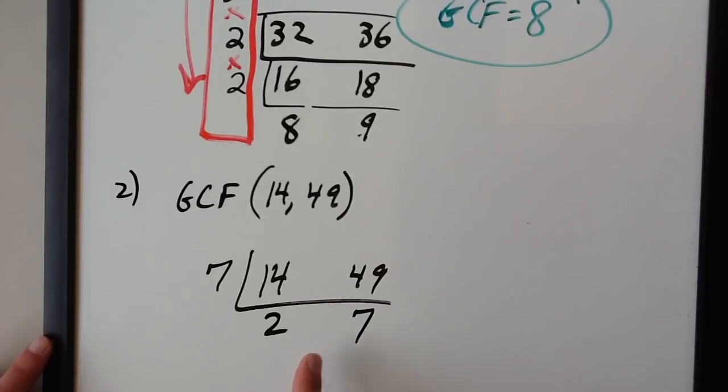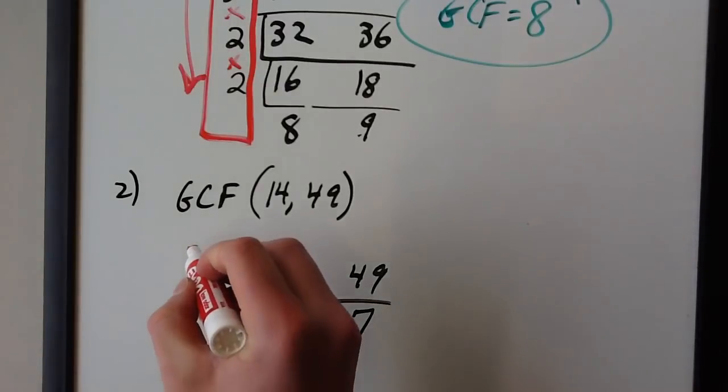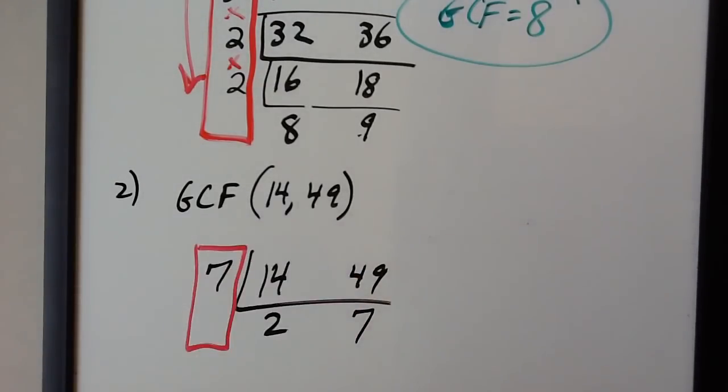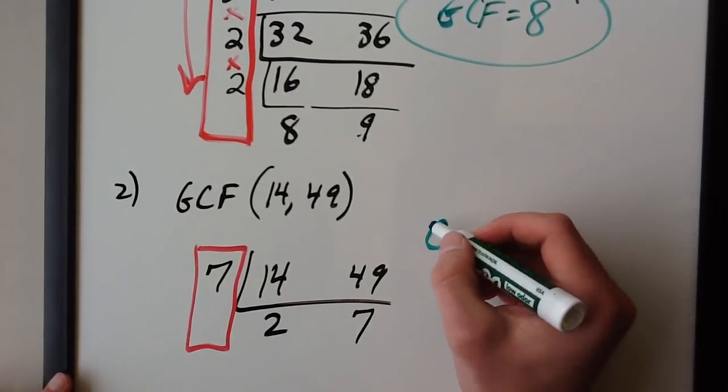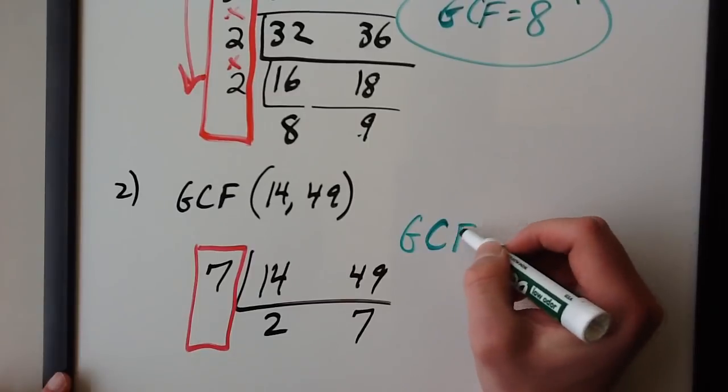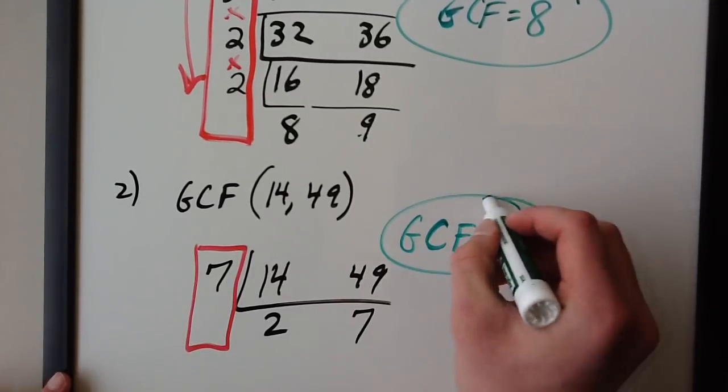Do 2 and 7 have a common factor? No, they don't. Okay, so I can't make an additional branch, and so for the GCF I just go straight down. I only have one factor, right? So I could say 7 times 1 or just 7. That would be the GCF. The greatest common factor equals 7.